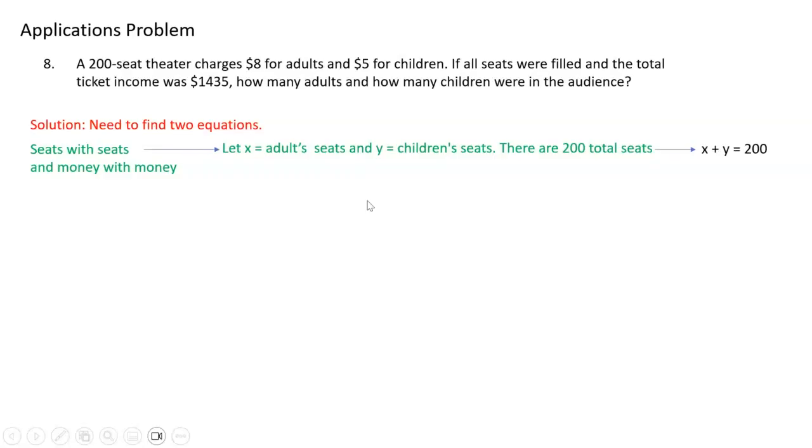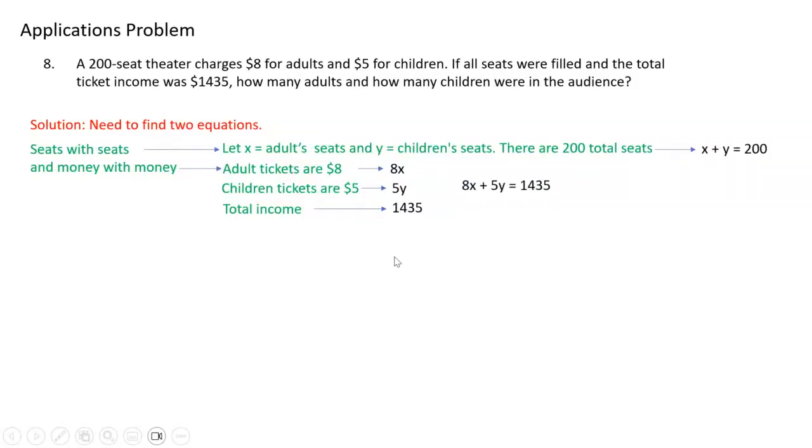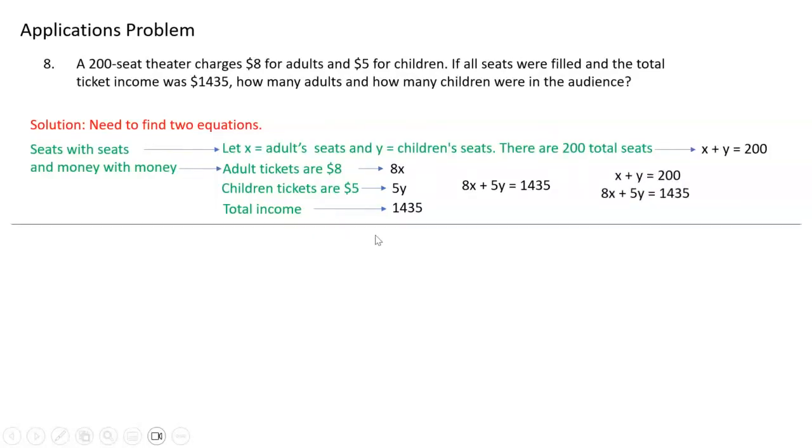Now, my second sentence will be my second equation, right? So check this out. It says here, how much are the adult tickets? Right, $8. So if x represents adults, then this will give us 8x. How much were the children's tickets? $5, right? If y represents children's tickets, then this will give us 5y. What was the total income? It was $1,435. Here's what we get, my second equation. So it's going to be 8x plus 5y equals 1,435. So I found both my equations.